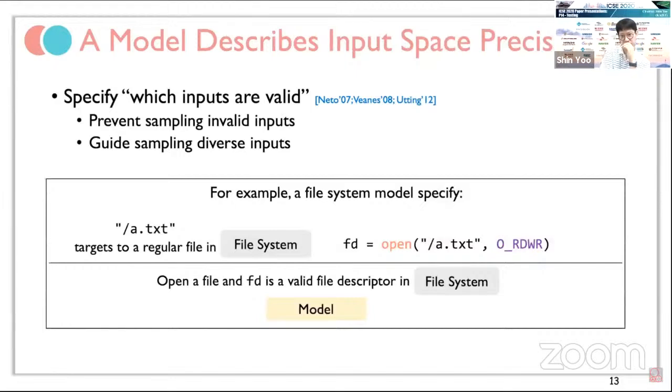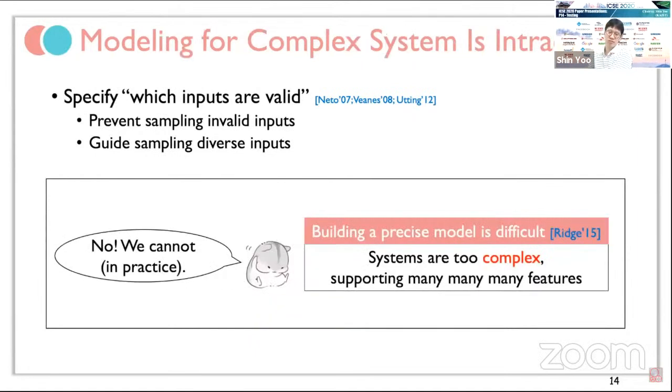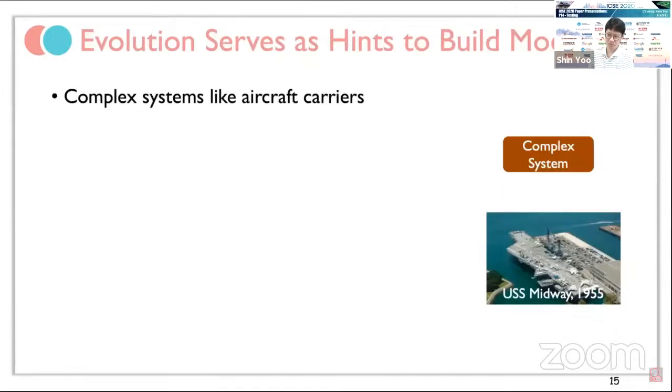For example, a file system model should specify that before opening a file, it must exist in the system. But consider that there are much more other complex system calls and obscure parameters. It's difficult to build such a model. So in practice, building a process model for real systems is intractable because they are too complex and support too many features. We find that the evolution of software may serve as hints to build models for complex systems.